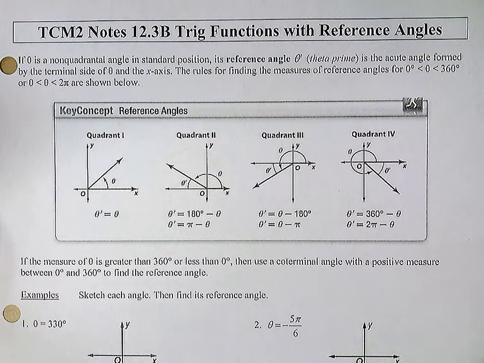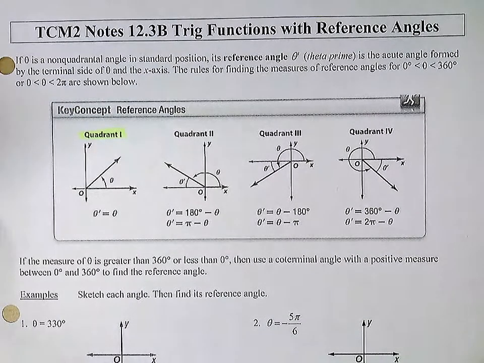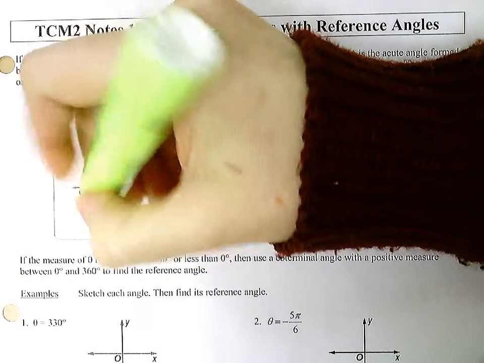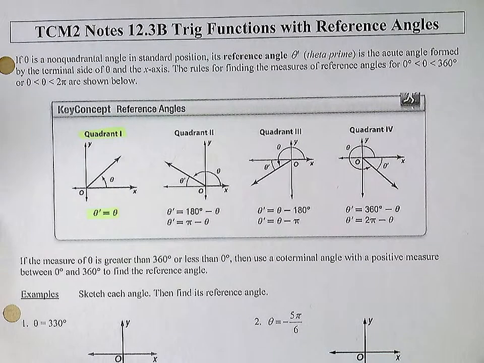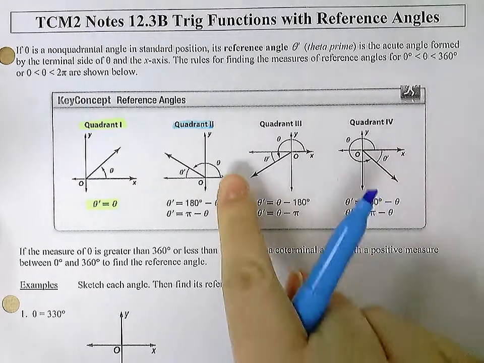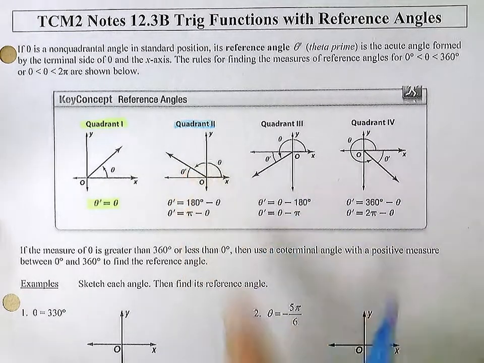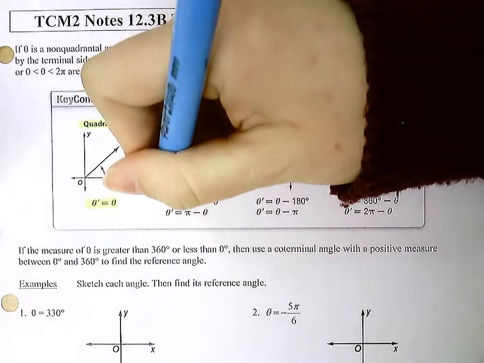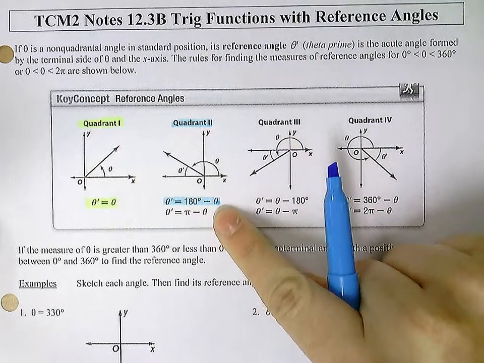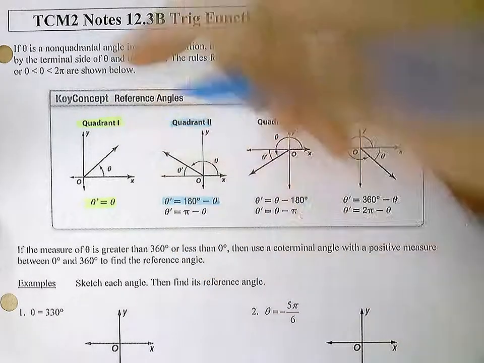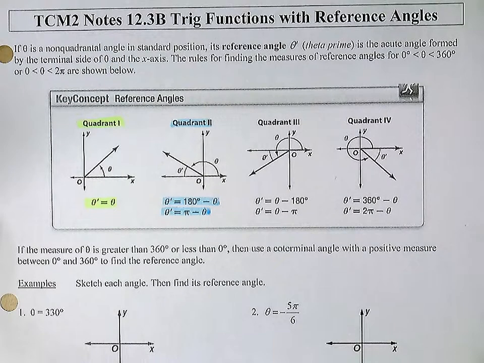So in quadrant 1, your reference angle is going to be the same as theta because it is between 0 and 90 degrees. It is an acute angle already. So theta prime is just going to be equal to theta. In quadrant 2, the upper left, to find theta prime, you'll either take 180 and subtract theta, the one you already know, or take pi and subtract theta. So it gives it to you in both degrees and radians.